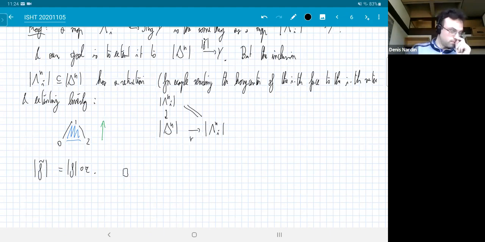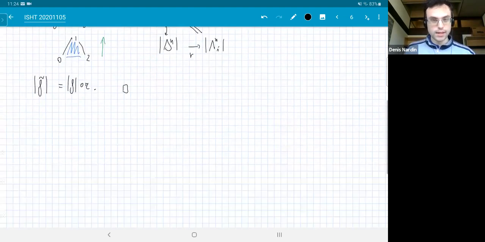Good. I don't think I'm going to be able to define homotopy groups today, but I want to at least give you examples, or maybe I will be able to define homotopy groups. We'll see.